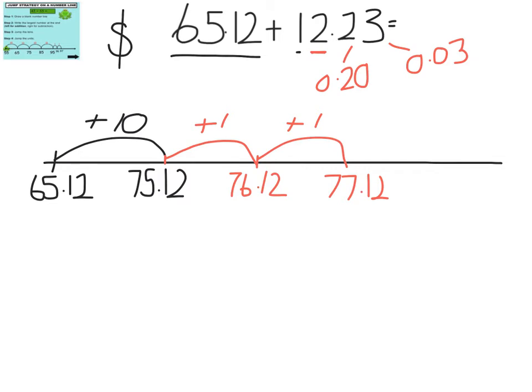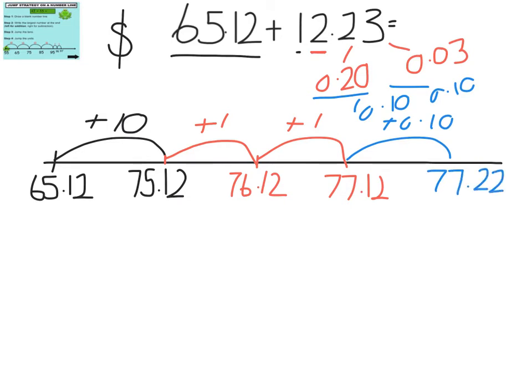So what we're going to do now is we're going to add these two numbers to our addition question. All right, so I'm going to add the 0.20 to my number. So I'm going to break it into 0.10 and 0.10. So it's going to be 77 and 22/100ths or 22 cents. So pretend you're adding 10 cents to the number.